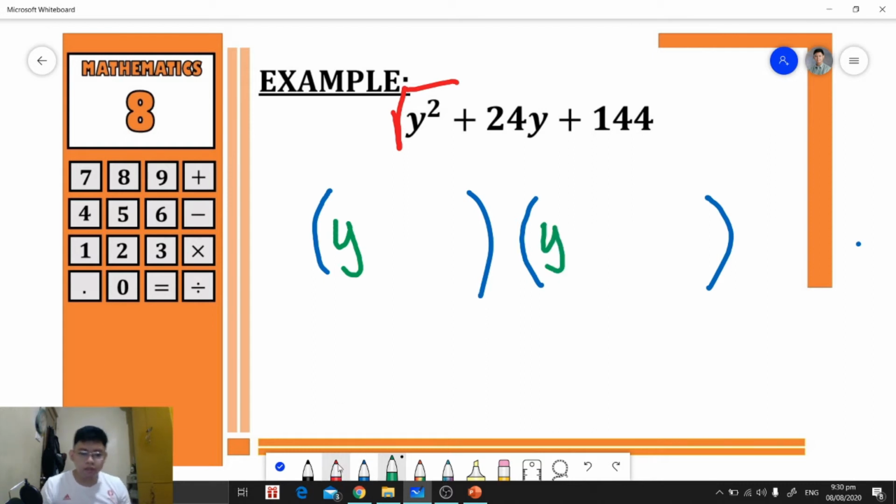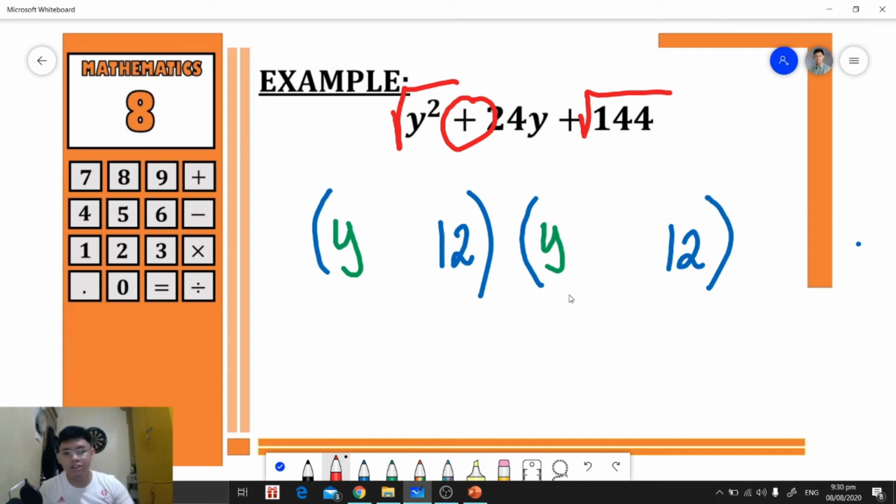Second step is for us to get the square root of the last term. The square root of 144 is 12. Now our third step is for us to identify the sign of our middle term. What's the sign of our middle term? Positive. And that will be the sign of all the operations inside the groups. So we have addition, addition.